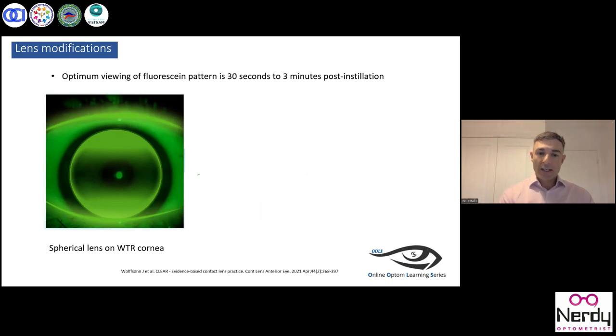So again, if you are looking at the fluorescein pattern in particular, the optimum viewing time is 30 seconds to 3 minutes post installation.